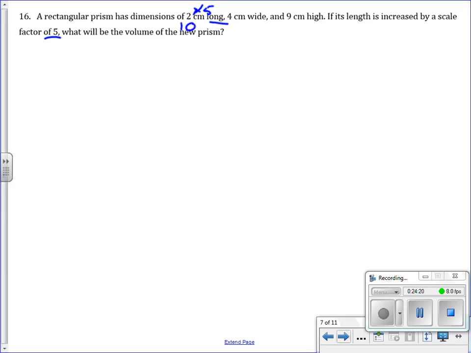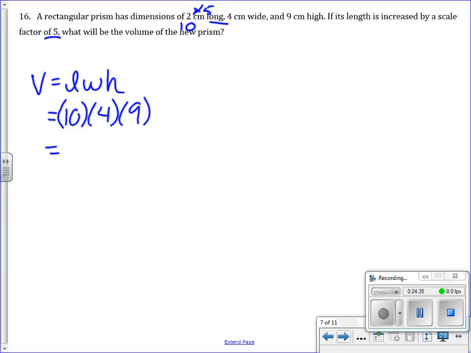So we know that volume of a rectangular prism is the area of the base times the height, which works out to be length times width times height. And then that's going to be 10 times 4 times 9. And when I do that, I wind up with 360 meters cubed. So that's all there is to that one. Remember, though, that since the one thing was a scale factor of 5, that means my volume increased by a scale factor of 5 as well.